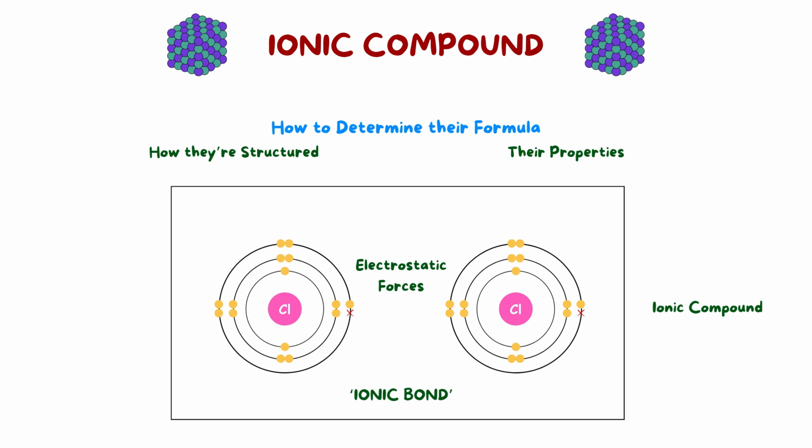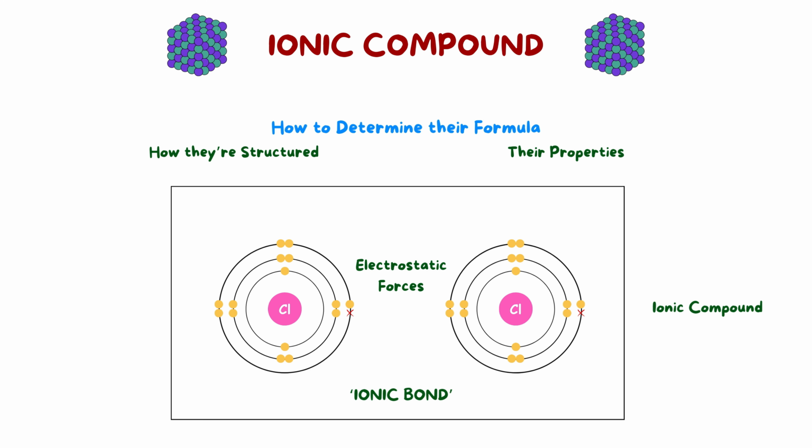This transfer results in the formation of two oppositely charged ions, one being positively charged and the other being negatively charged. These ions are then attracted to each other due to the strong electrostatic forces that exist between them, forming what we call an ionic bond. The substance created from this process is known as an ionic compound.